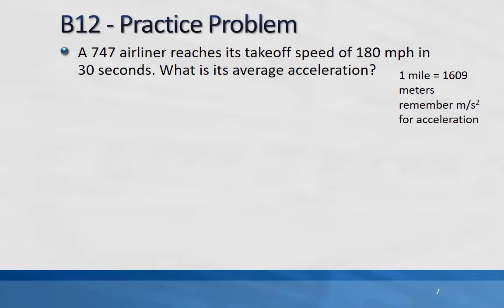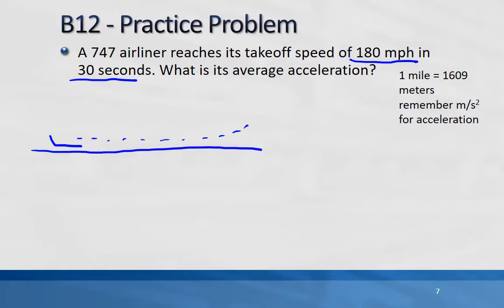Now let's go ahead and try a sample problem here. Let's say we have an airplane, a 747, that will eventually take off at 180 miles per hour. It takes 30 seconds for that. We're going to find the average acceleration. We'll assume that the initial velocity is 0. So we know we're going to have to convert that 180 miles per hour into meters per second. We can do that.